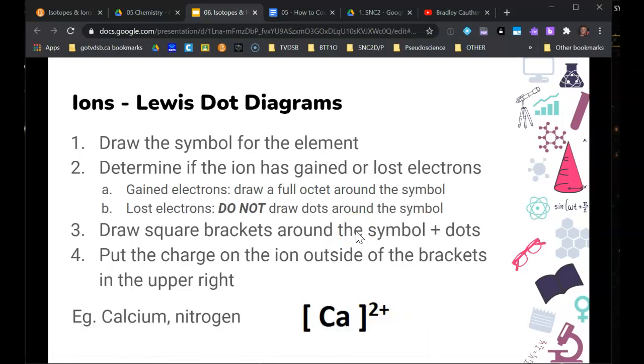Nitrogen is element number 7. It is in column number 15, which tells us it has 5 electrons in the outside orbital.